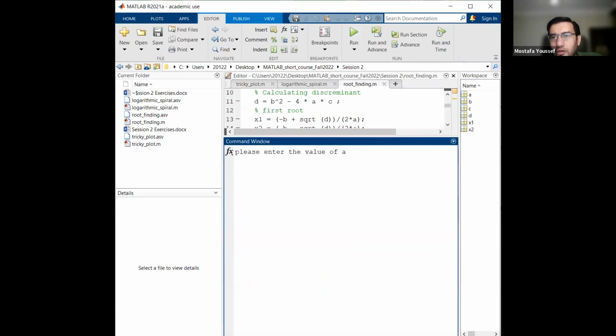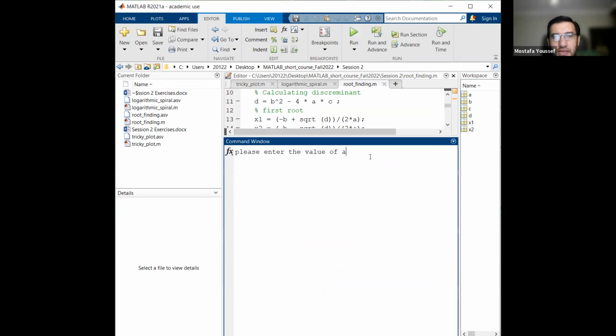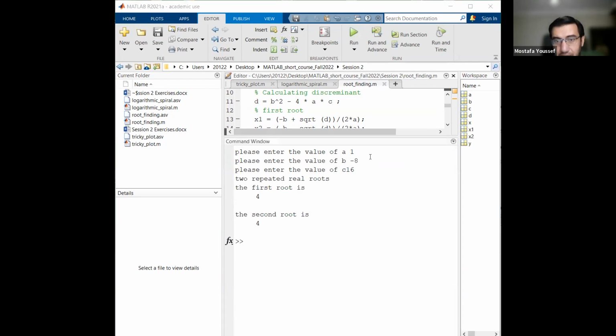It's asking which example we should take. Maybe let's take this example, x squared minus 8x. So the value of a is 1, the value of b is -8, the value of c is 16. Yeah, it does the plot. And we see that the parabola is barely touching the x-axis, as you see here in one point. I hope you can see the plot.